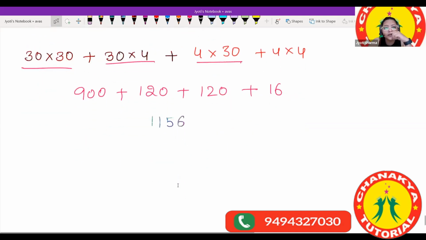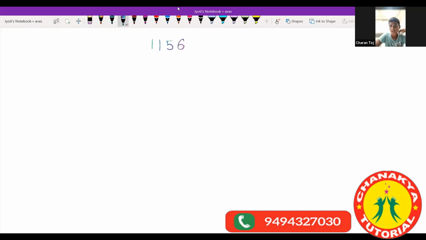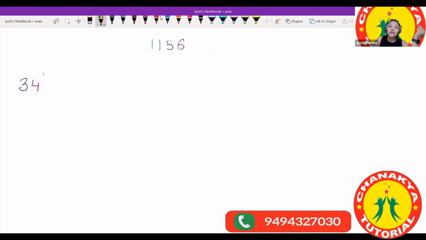Ma'am, can you do a square plus b square? Yeah, this is a square plus b square. But let's understand a little easier method. Rather than doing this, let's understand one easy method.